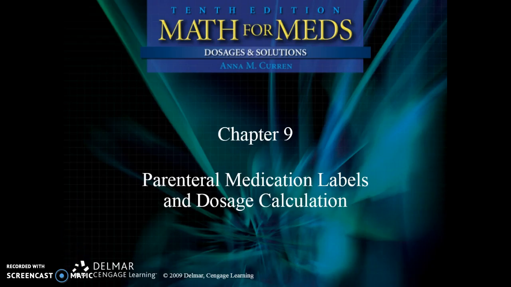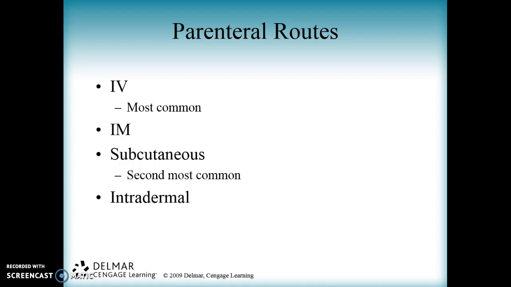This week we are going to be looking at the actual medication labels and dosage calculations for parenteral drugs. So the first thing you have to understand is what exactly is a parenteral drug. Parenteral means the route in which the medicine is given. So when we talk about a parenteral drug, we're talking about drugs that are administered using any one of the parenteral routes. So parenteral simply means anything but through the digestive system.